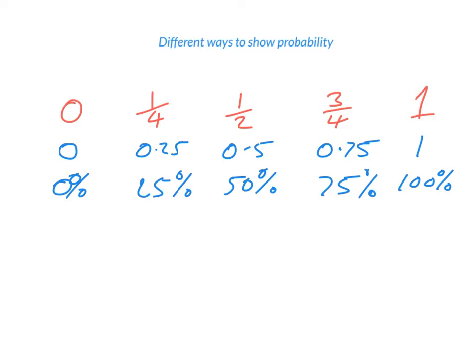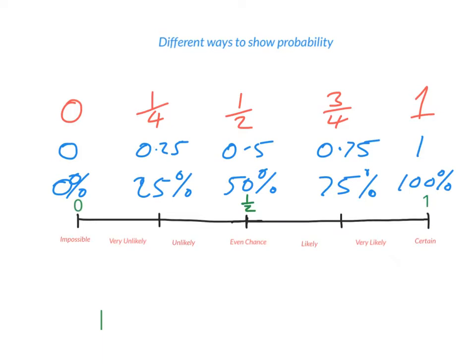We can also show this on a probability line. A probability line allows us to visually show the chances of an outcome. The probability scale runs from left to right, with left being impossible, all the way to the right being certain. If we're halfway along the probability line, we have an even chance, such as getting tails when we flip a coin.